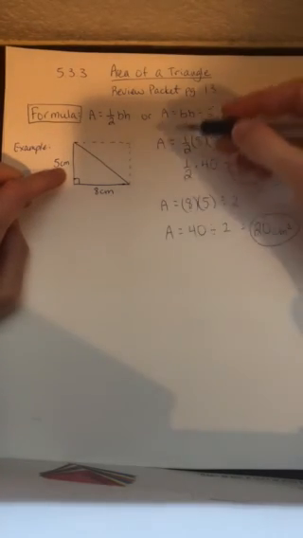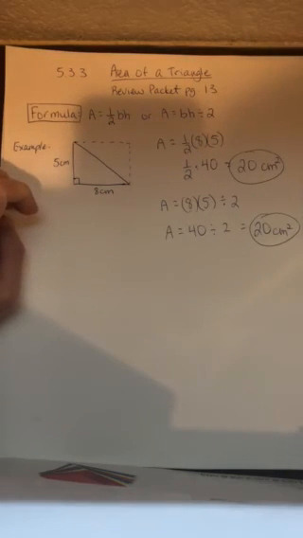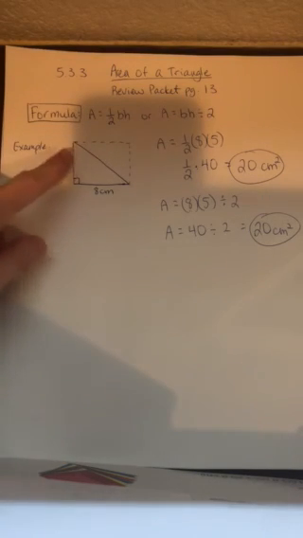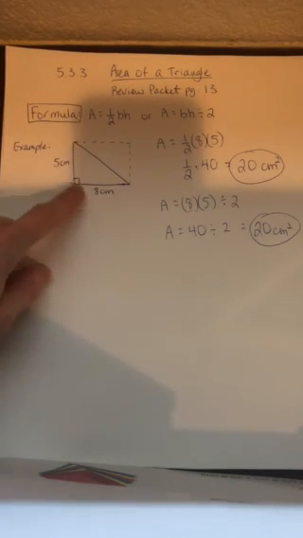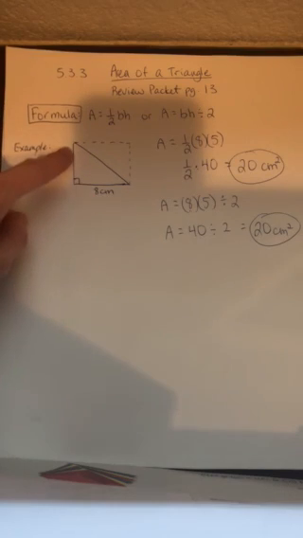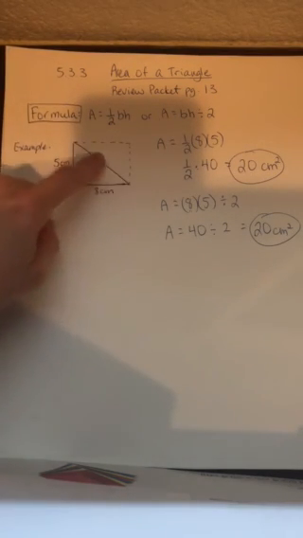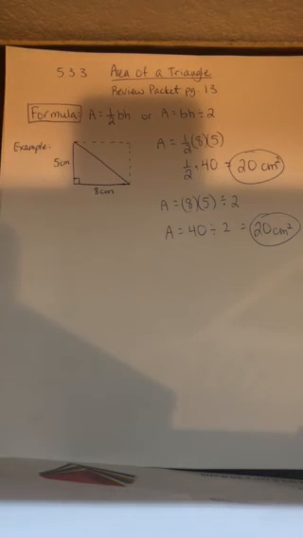Okay, so you can do either formula, whichever one works best for you, but you have to remember that a triangle is always half of a parallelogram. And if you remember that, then you're not going to make the mistake of just multiplying base times height. Because if you just multiply base times height, then you're going to get the area of a full parallelogram and not just the triangle, not just half of the parallelogram.